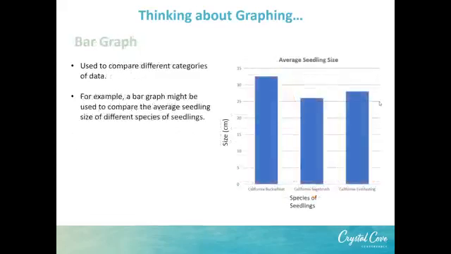Next, another one that you can think about is a bar graph. A bar graph is used to compare different categories of data. So on our graph on the right, you have an average seedling size bar graph, where we are comparing the size in centimeters between three different species of seedlings, our California buckwheat, our California sagebrush, and our California everlasting. You can use this type of graph to compare the different sizes of seedlings between one another.